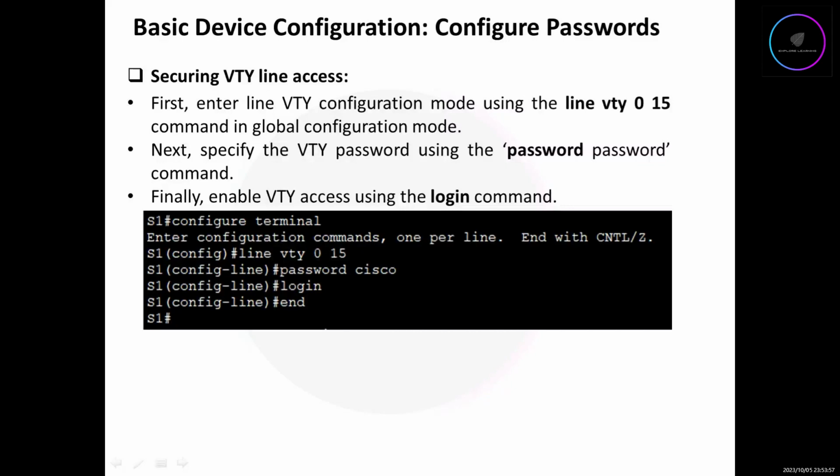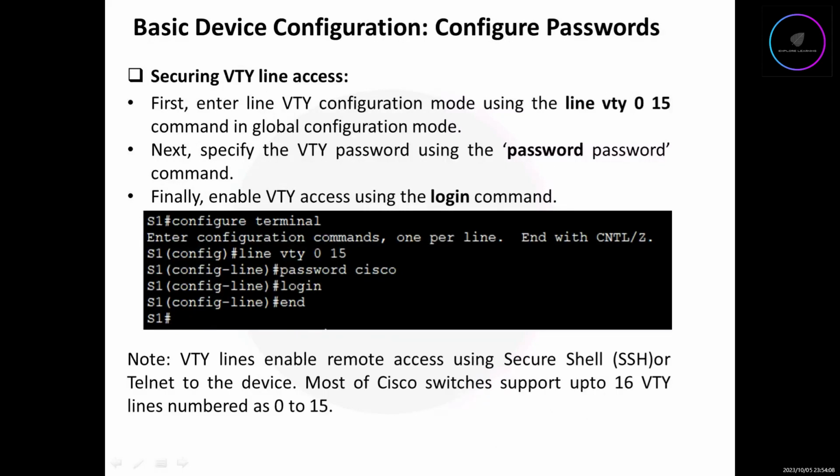All right, so this is what we're going to have. It's going to be similar to what we did for the user exec. Note, the VTY line enables remote access using Secure Shell or Telnet to the device. Most of the Cisco switches support up to 16 VTY line numbers, 0 to 15. So let's quickly do this, exactly what we did for the user exec. But this time around, we're going to be doing it in the line configuration mode of the switch.